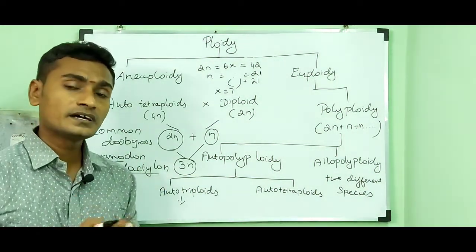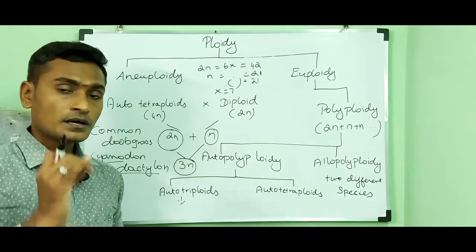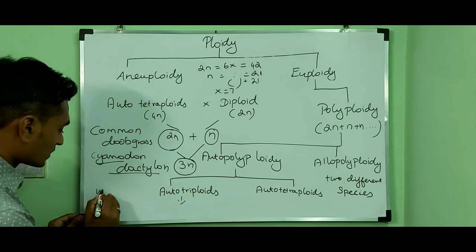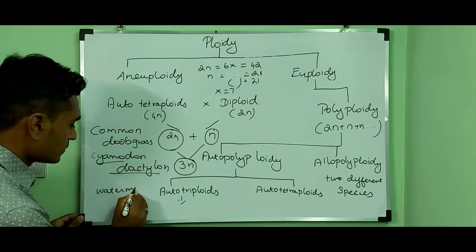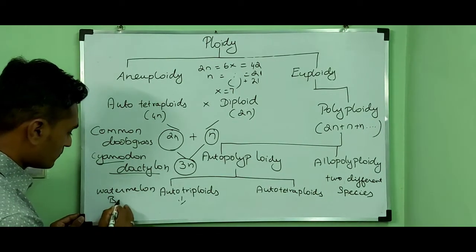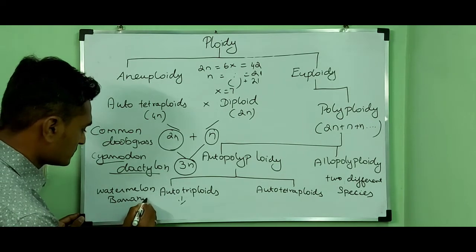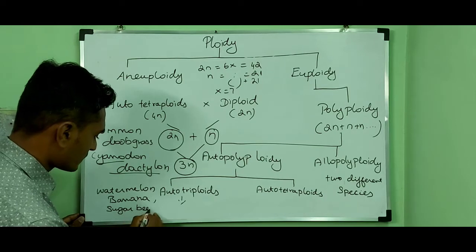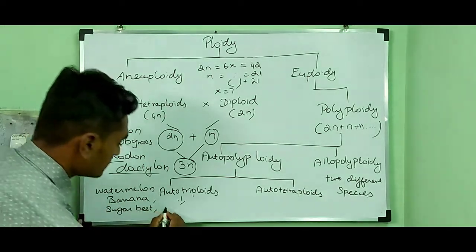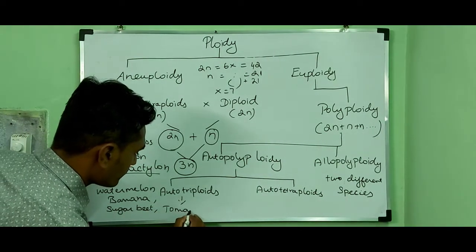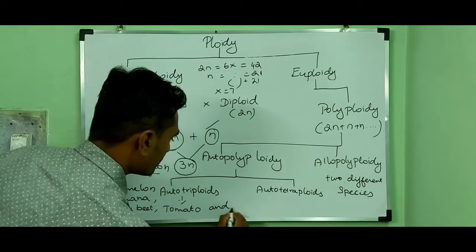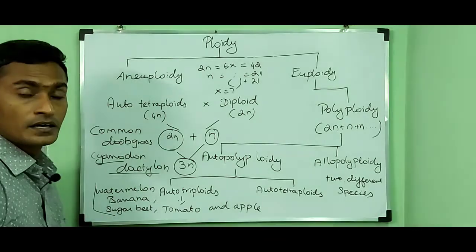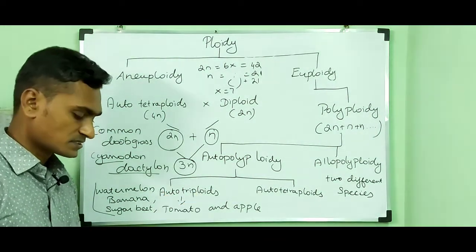Then the examples for man-made autotriploids are seedless watermelon, banana, sugar beet, then tomato and apple. These are all man-made autotriploids.